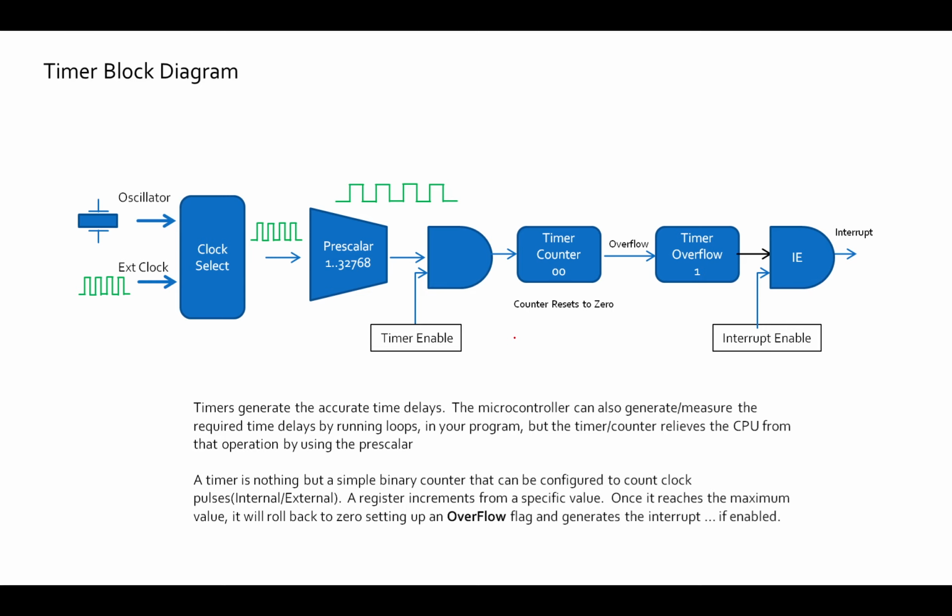Let's walk through that. It looks like this. So these timers, as I said, give accurate delays, and we're going to end up on the right, starting on the left, going to the right with an interrupt. So how does that all work?